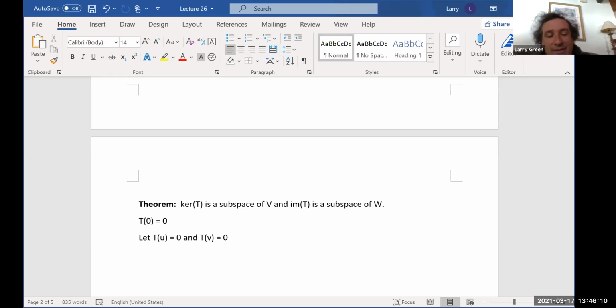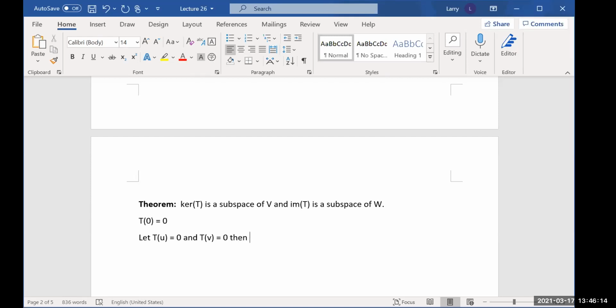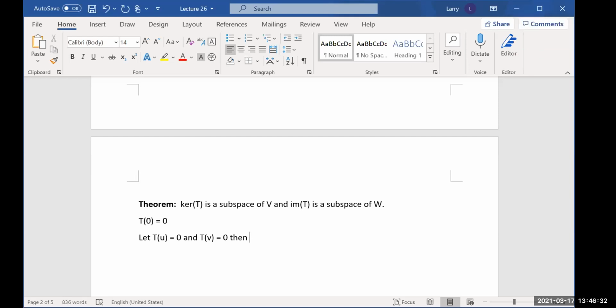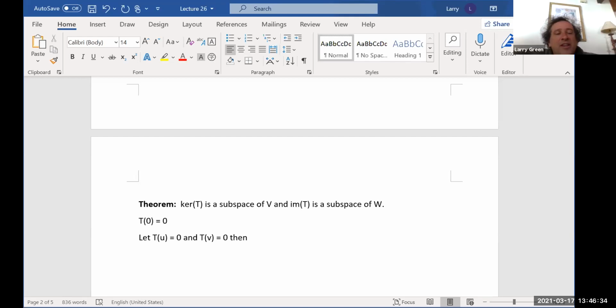What do I need to find or show? That T of U plus V equals T of U plus T of V? That's not what I need to show. I'm going to use it, but not show it. I'm not trying to show it's a linear transformation. I'm trying to show we have a subspace. So I want to show that U plus V is not in V, but in the kernel of T. Do you see?